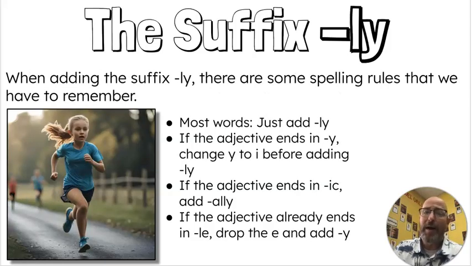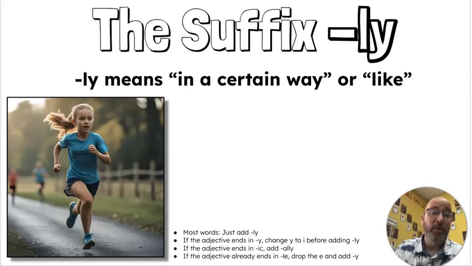When adding the suffix ly, there are some spelling rules that we have to remember, like in most suffixes. First, with most words, just add an ly and you're fine. However, if the adjective ends in a y, we change the y to I before adding ly. If the adjective ends in IC, add ALLY. So keep the IC, add ALLY. And if the adjective already ends in LE, drop the E and add Y. These are very similar to some of the rules we already use. With that said, let's go ahead and get started.